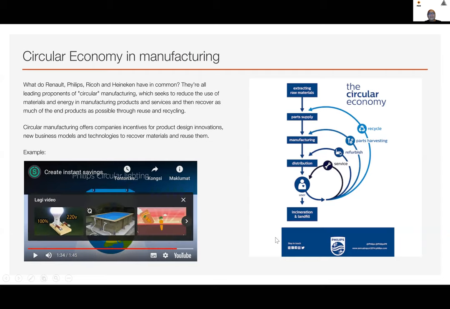Okay, another example, as I mentioned, Ricoh, this photocopying machine company. If you notice, at the moment you don't need to buy the photocopy machine anymore. What this company is doing now is that they lease the photocopy machine to the company.